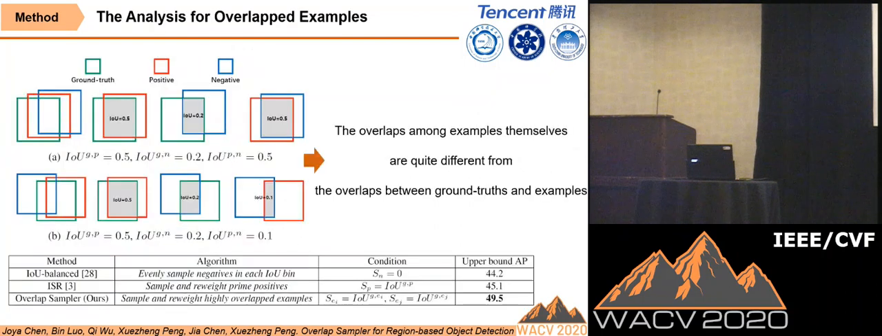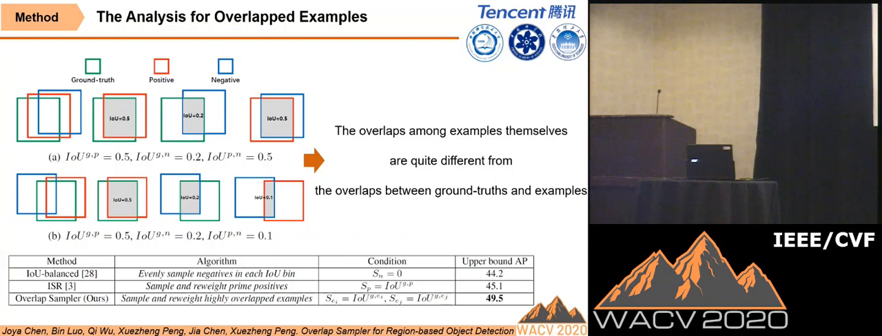See this figure. The overlaps among examples themselves are quite different from the overlaps between ground truths and the examples. We find that this neglect may result in an incorrect NMS procedure. Our analysis shows that sampling and reweighting those highly overlapped examples have a higher upper bound in accuracy than other sampling strategies.